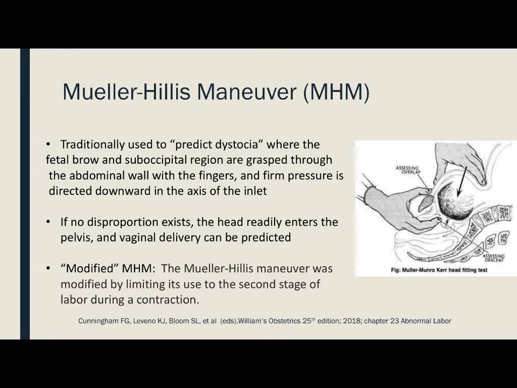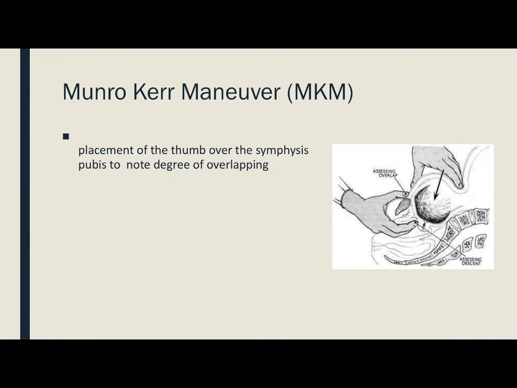There is also what we call the modified Mueller-Hillis maneuver, where the Mueller-Hillis maneuver is used only during the second stage of labor during a contraction. There's also another maneuver we call the Munro-Kerr maneuver. It's actually the same as the Mueller-Hillis maneuver. However, in this maneuver, you see here that we place the thumb over the symphysis pubis to note the degree of overlapping of the head over the symphysis pubis.